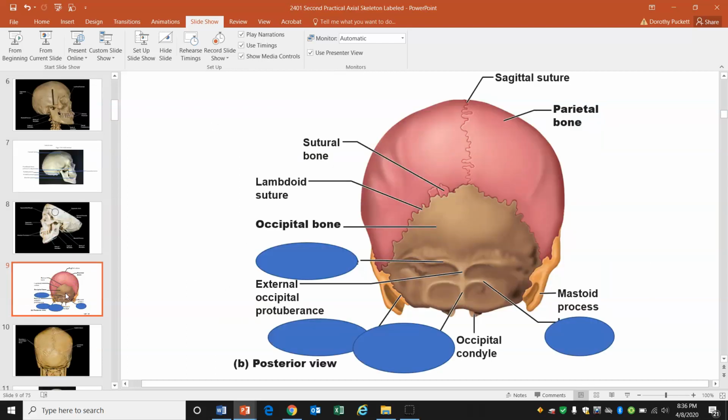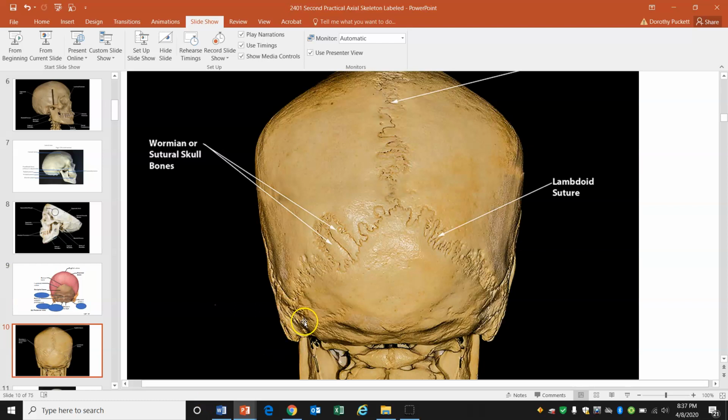The posterior view of the skull shows the occipital bone and the external occipital protuberance. In the Greek alphabet, lambda is an upside-down V. This is the lambdoid suture. Here is the sagittal suture. It connects the two parietal bones. Using a real skull, we can see the lambdoid suture and the sagittal suture.